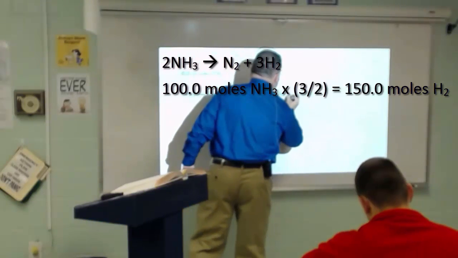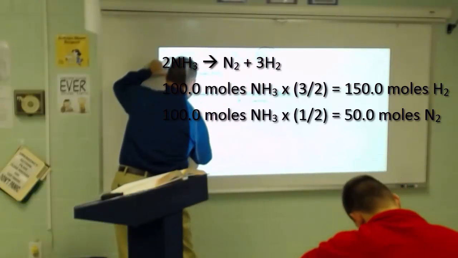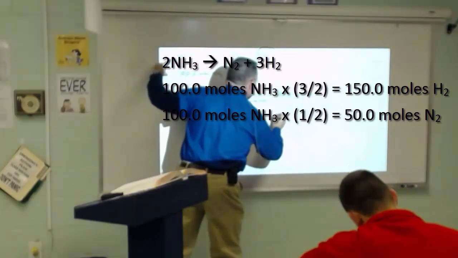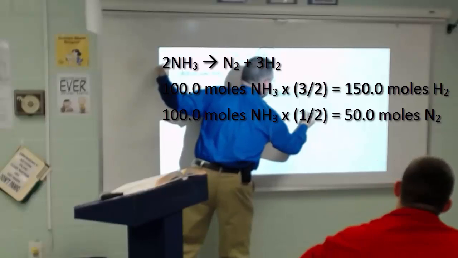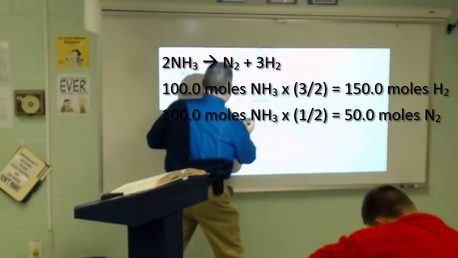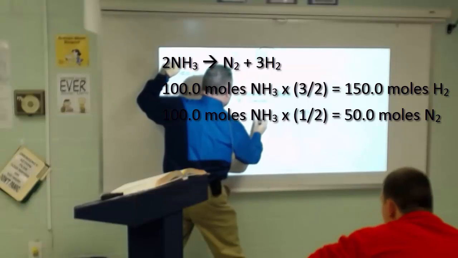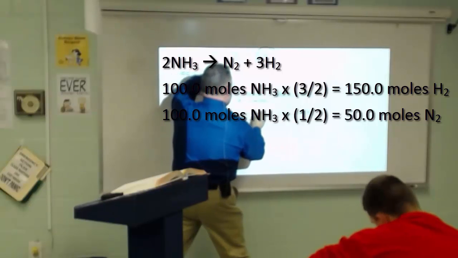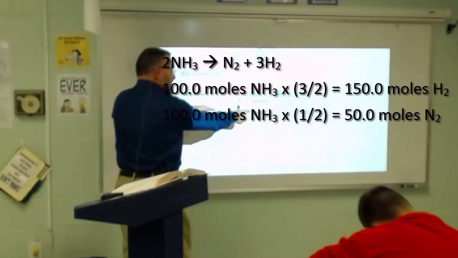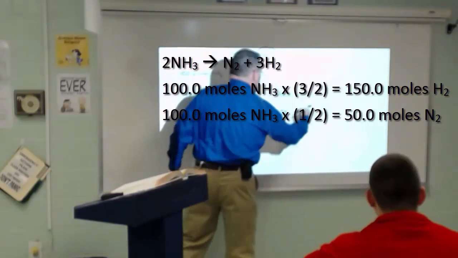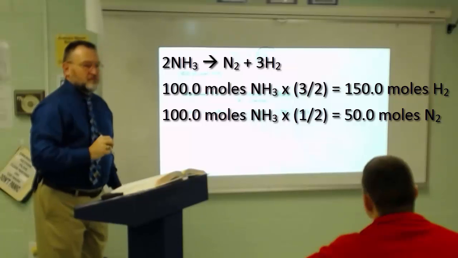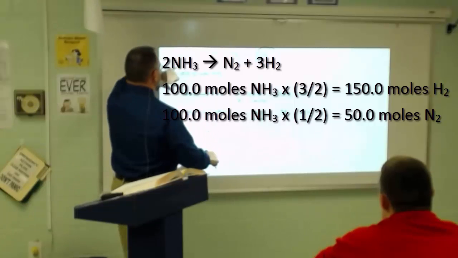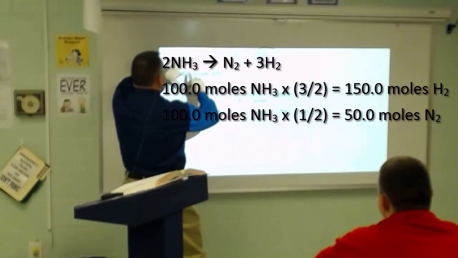Okay? Now let's look at the other relationship. If we have 100 moles of NH3, and I need something that's going to produce the number of moles of N2. Well, my relationship here, when I have 2 moles of NH3, it produces 1 mole of N2, so it's a half, and the production here is 50 moles of N2. Okay? It produces 50 moles. Shortcut way, 2 to 3 is 1.5. 2 to 1 is 1/2.